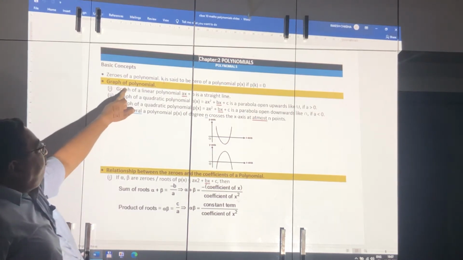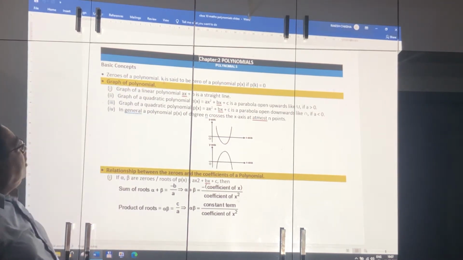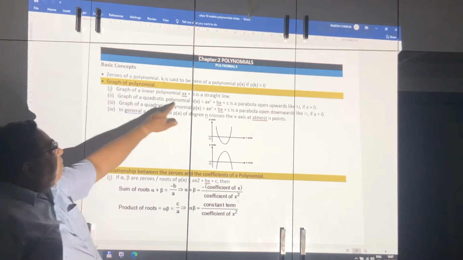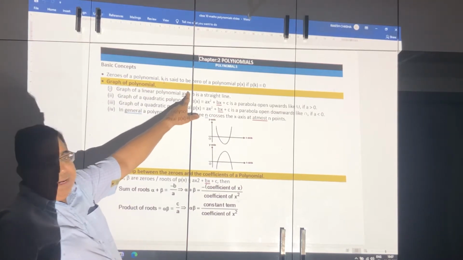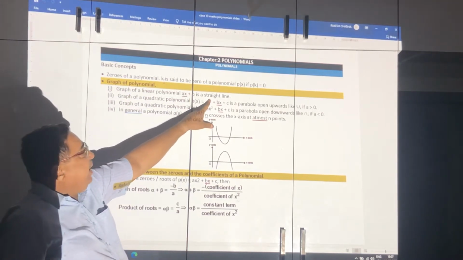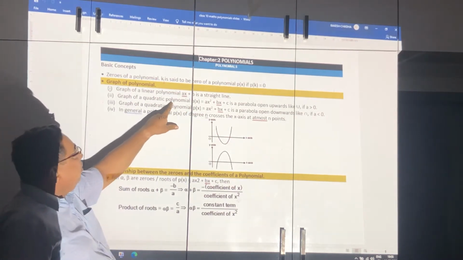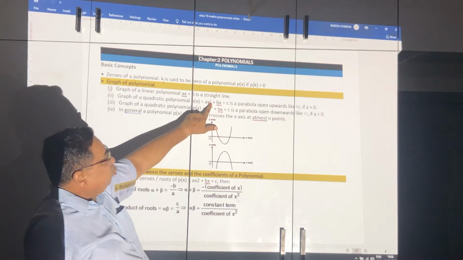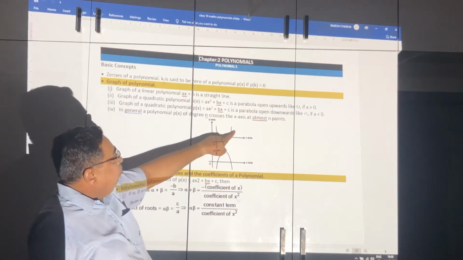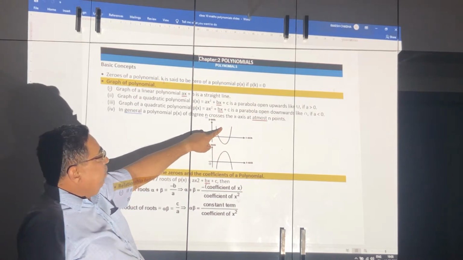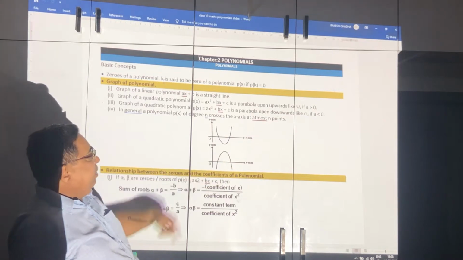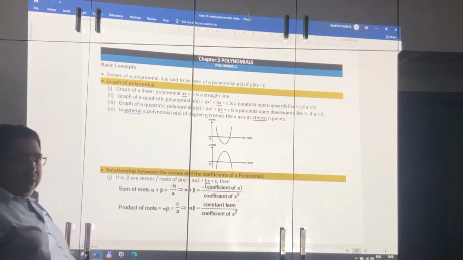Next, graph of a polynomial. First, graph of a linear polynomial. Linear means power is 1. It is a straight line. Graph of a quadratic polynomial. Quadratic means power is 2. It is a parabola. When a is positive it opens upward, and when a is negative, it is an upside-down parabola.